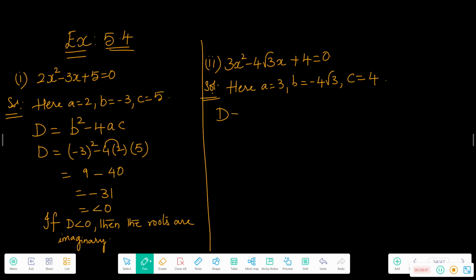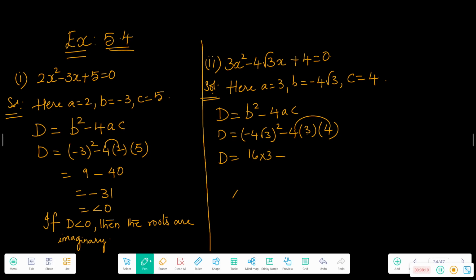So to find the nature of the roots, we need to first find the value of d. D value is b square minus 4ac. So d value is minus 4 root 3 whole square minus 4 into a value is 3, c value is 4. So d value is 16 into 3 minus 4 4s are 16, 16 into 3 is 48. So d value is 48 minus 48, so d value is equal to 0. If d is equal to 0, then the nature of the roots are equal.